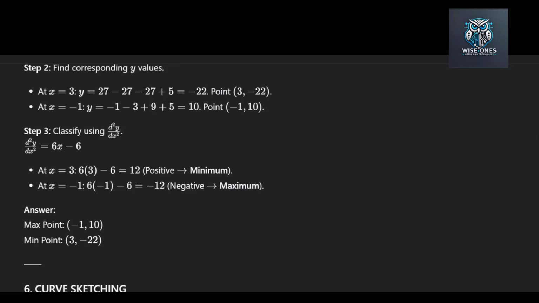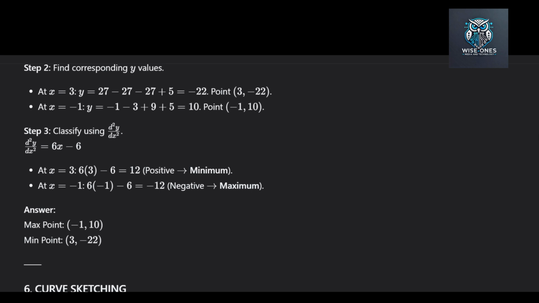27 minus 27 is 0. 0 minus 27 is -27. -27 plus 5 is -22. So the point is open bracket 3, comma, -22, close bracket.